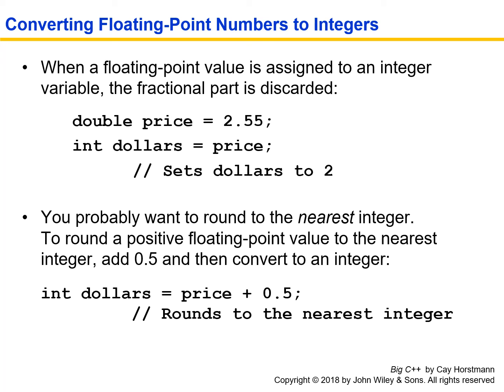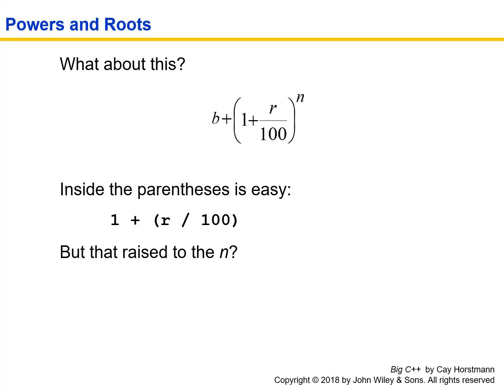When a floating point number is assigned to an integer, the fractional part is discarded. We've kind of covered that already. So 2.55 in normal American practice would round to 3, but C++ does not do rounding. It just cuts off the fractional part, and so price will be 2. If you want to round, you add 0.5, dollars equals price plus 0.5, and that will convert it to 3.05, and 3 is what you would get.